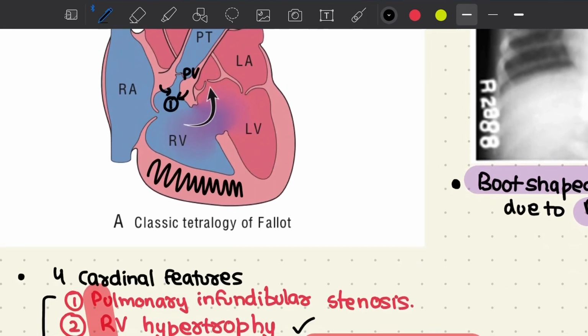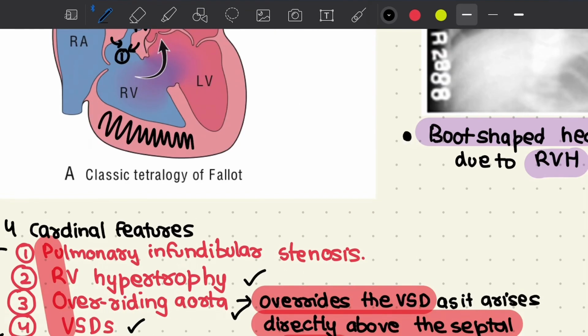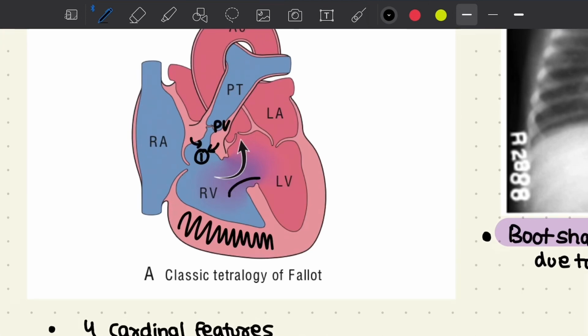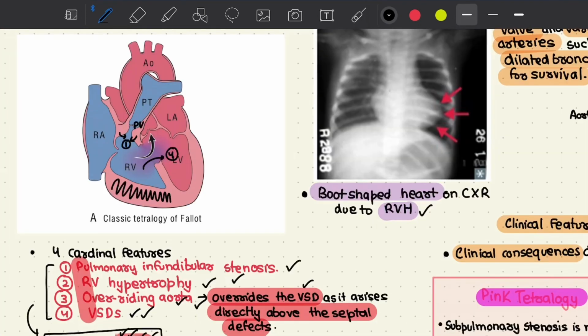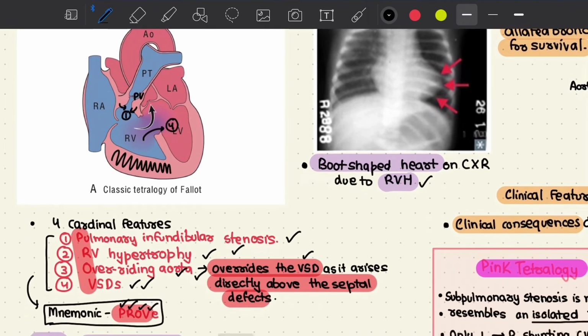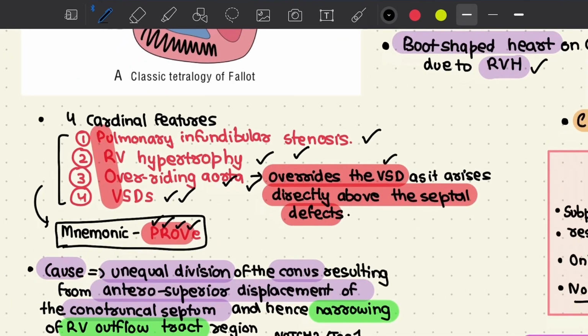The third feature includes an overriding aorta. The aorta overrides the ventricular septal defect. That is, it arises directly above the septal defect. So if this is the ventricular septal defect, which is the fourth feature of this tetralogy. These features can easily be memorized through the mnemonic PROV, in which P stands for pulmonary infundibular stenosis, R stands for right ventricular hypertrophy, O stands for overriding aorta, and V stands for ventricular septal defect.